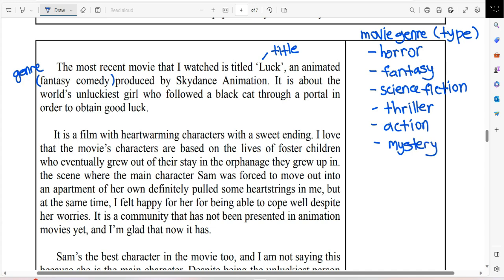And for cartoons, try not to write cartoons. It's preferable for us to write animation. All right. I may have missed out one more, which is romance. This is another movie genre, so basically your love story and all those things.